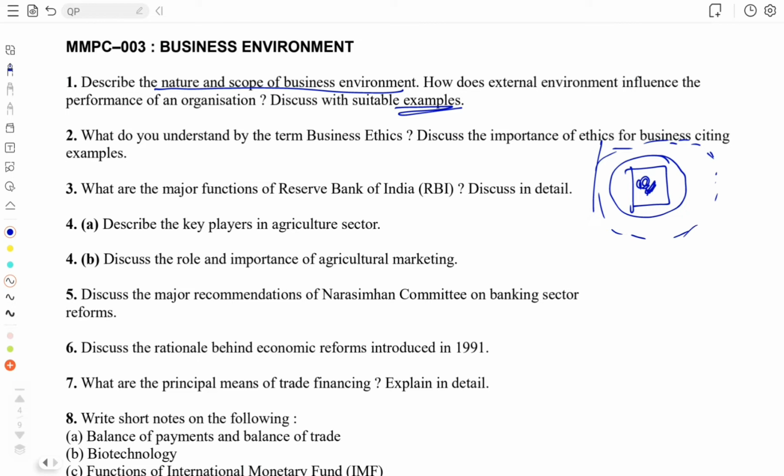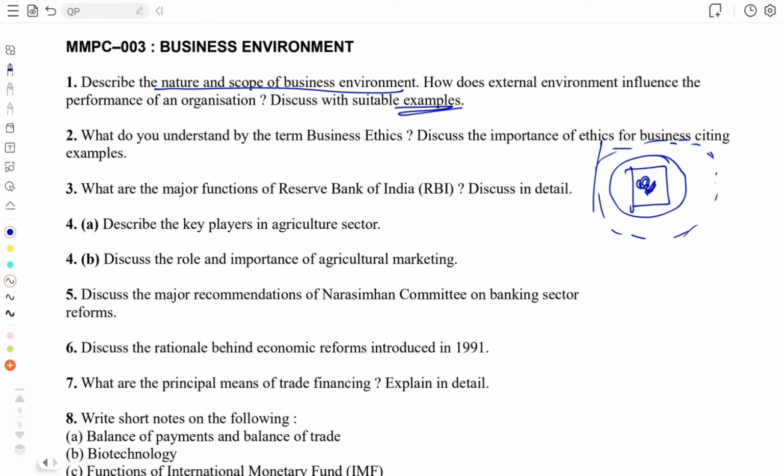You can borrow your understanding of business ethics from even MMPC 7 or 1 to all these things. Everywhere, business ethics is a common concept which comes up. So you can go through it and write accordingly about what you understand by this.